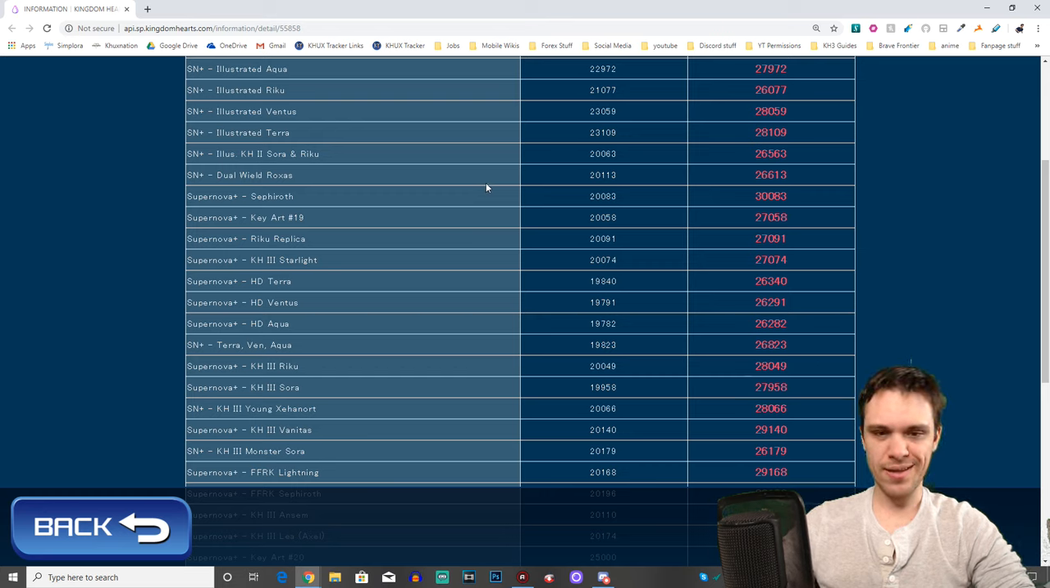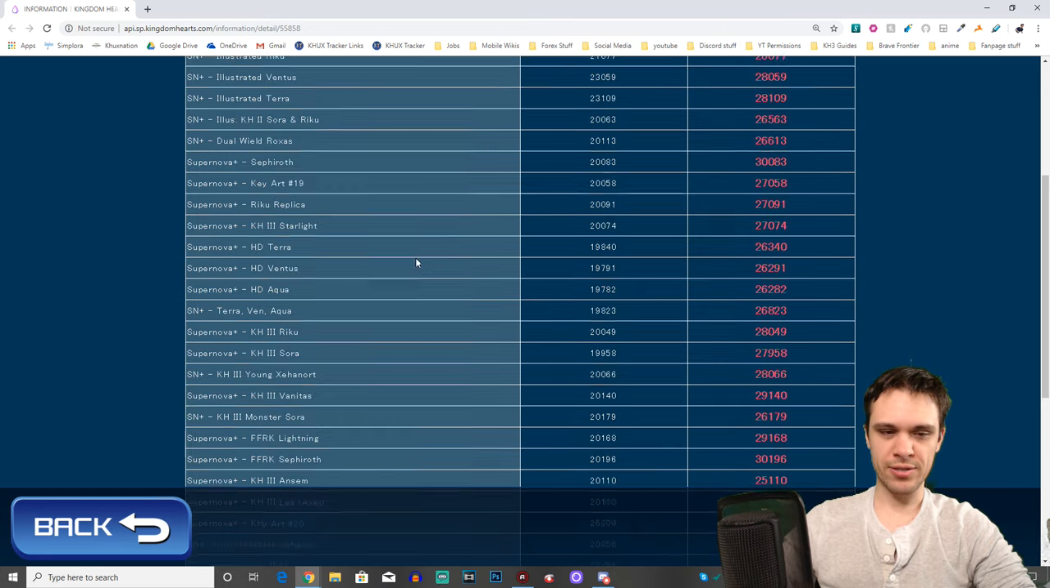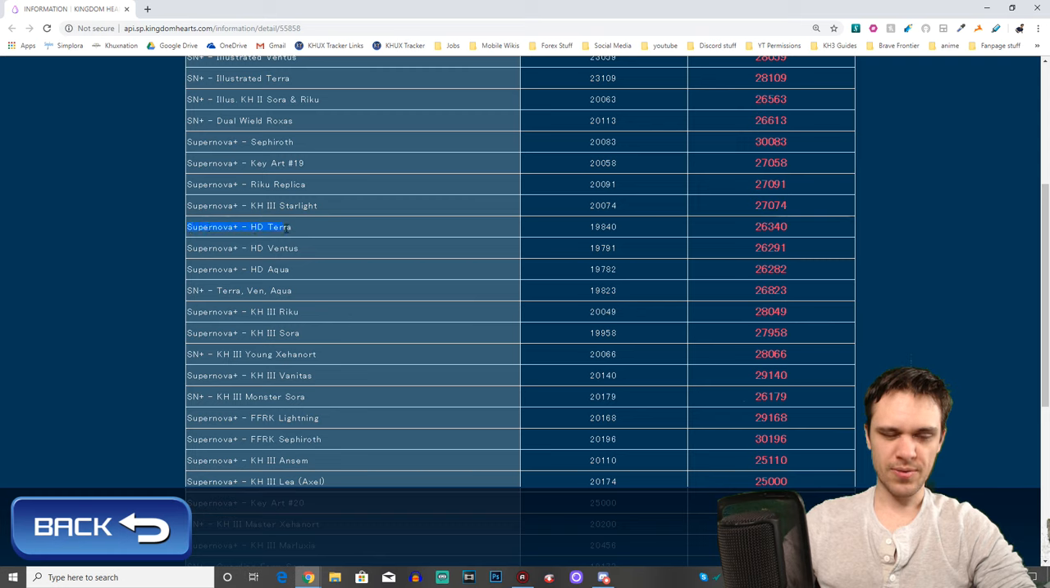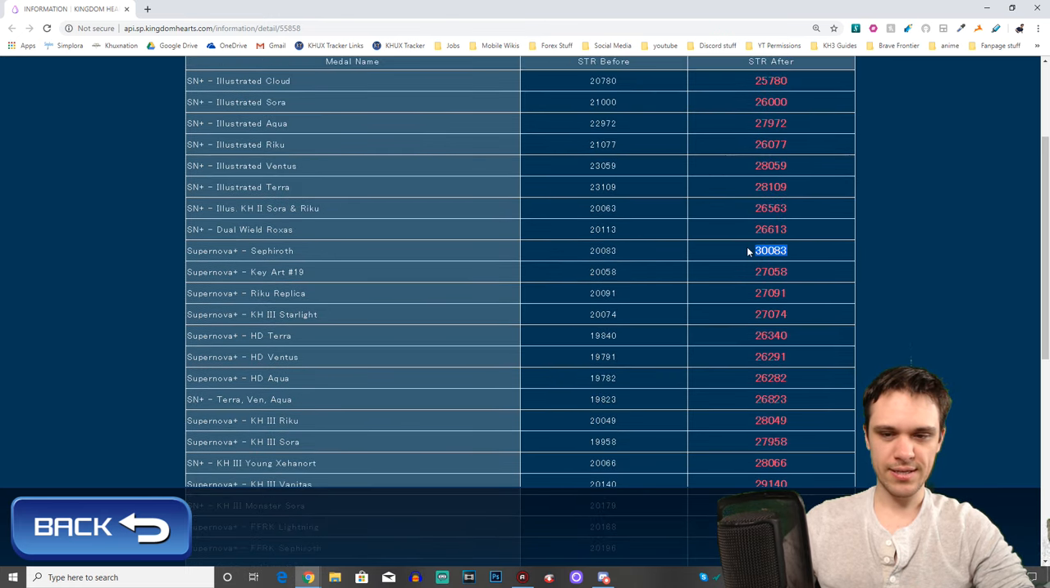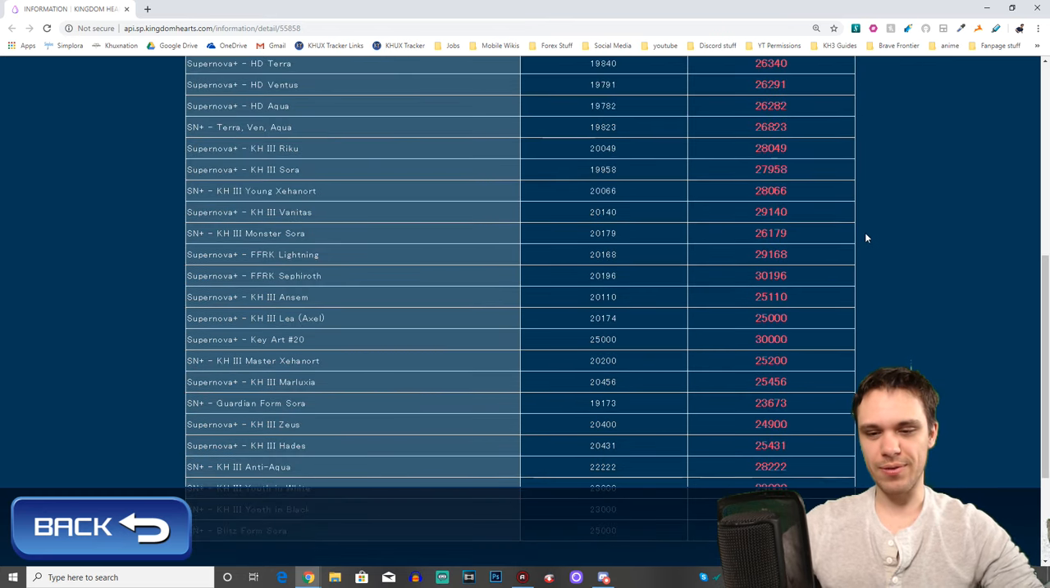I'm here thinking that maybe they chose to give the more recent medals less of a strength increase and older medals more of a strength increase. But by that logic, why are Supernova Plus HD Terra Ventus and Aqua barely upgraded? They're only at 26,000 strength, whereas Sephiroth is at 30,000 strength, and it doesn't make too much sense from how I see it. I don't know why they didn't just keep all the strengths relatively the same. It just seems a little bit all over the place.